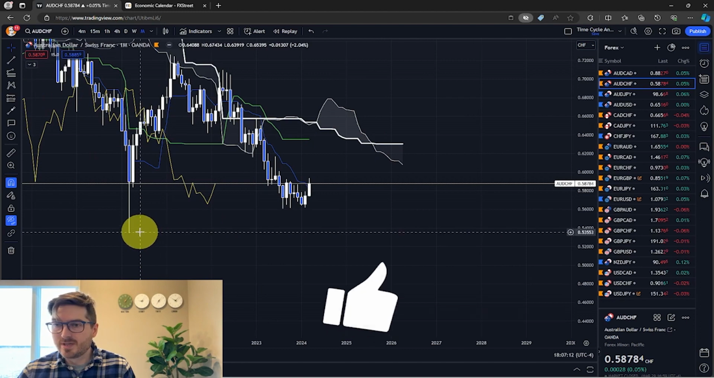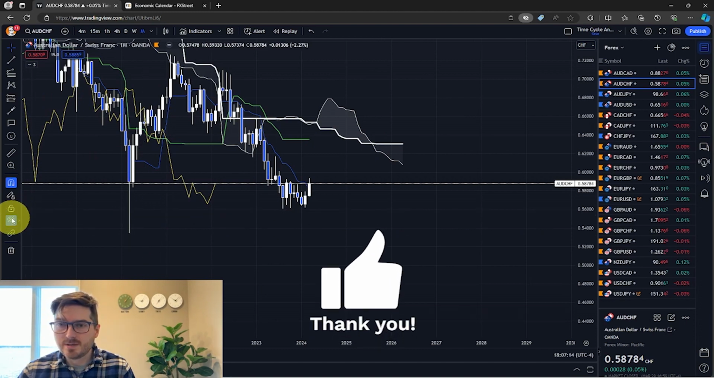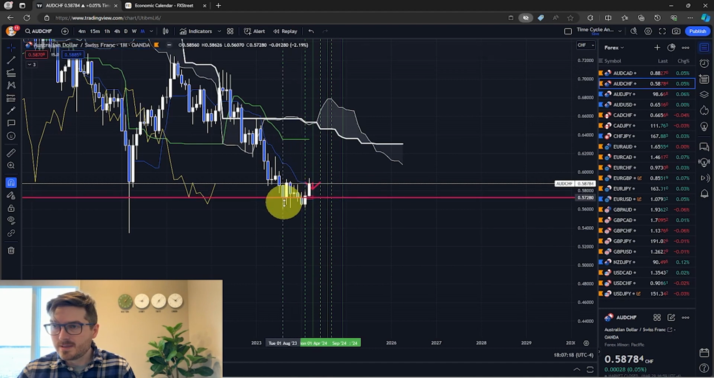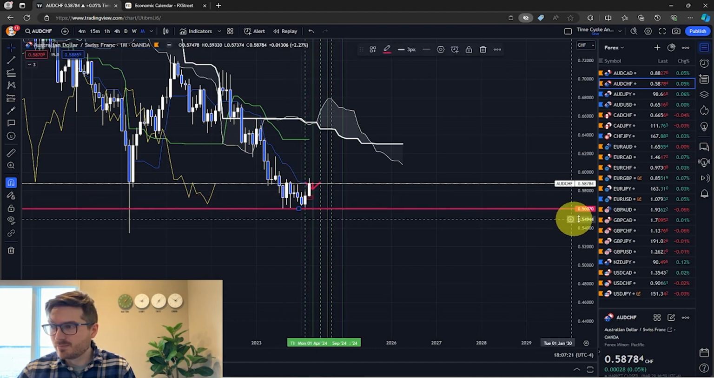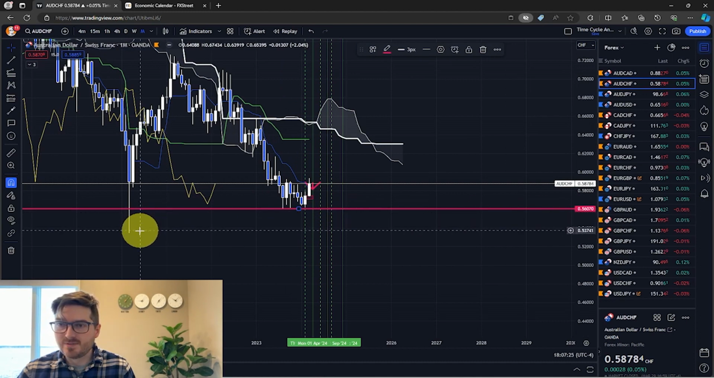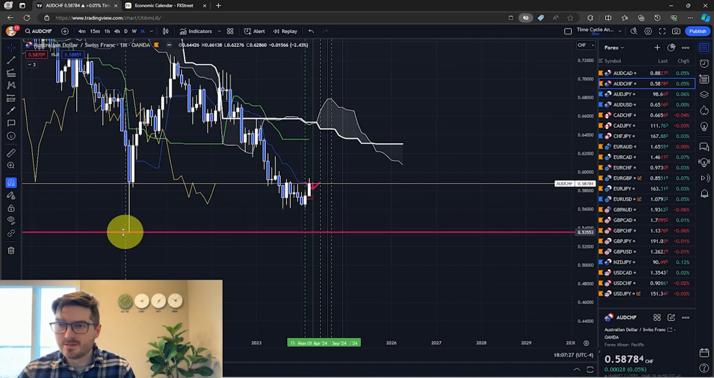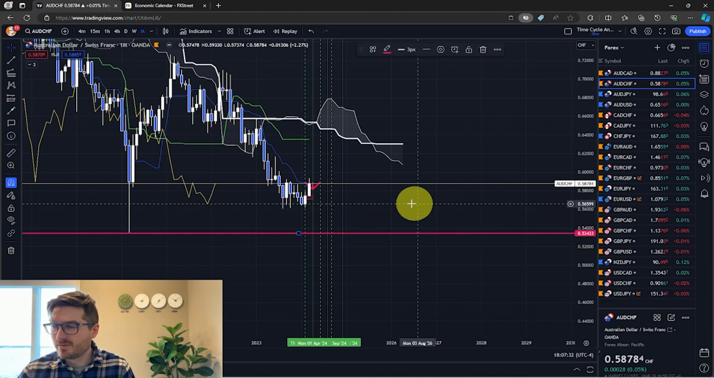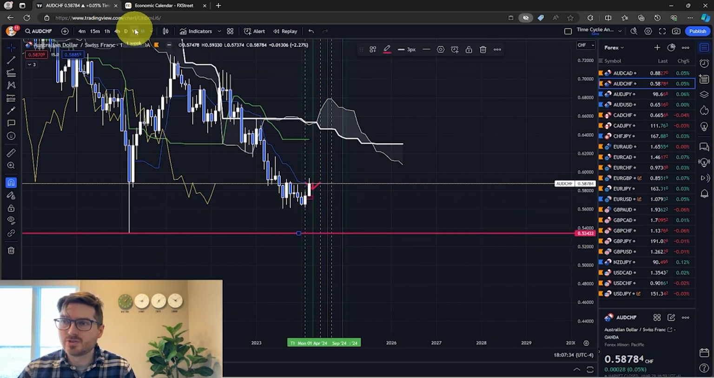But once we break this support level, 0.56070, the next target would be down here at this level, which is the 0.53433 level. But let's go to the weekly chart and see.